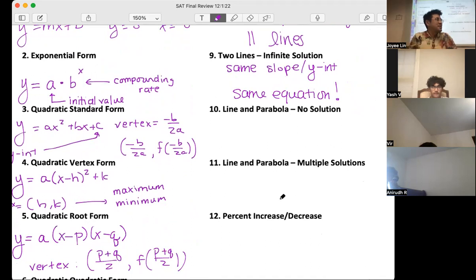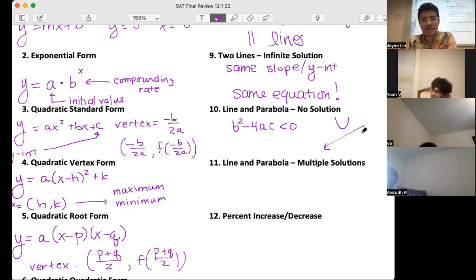Line and parabola, no solution. What the heck? What is that? All right, b squared minus 4ac will be less than 0, right? You set them equal to each other, you get a quadratic equation, but you cannot solve the quadratic equation, right? So negative discriminant, right? You set the 2 equations equal to each other and you cannot solve. Yeah, you get an imaginary solution, right?